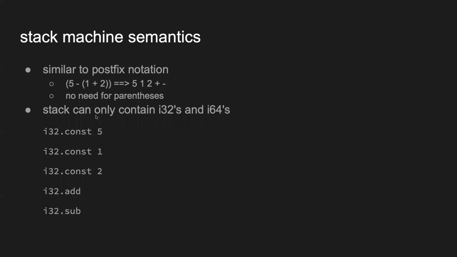All right, does that make sense to everyone? So Wasm is the exact same way. We push 5 followed by 1 followed by 2. We add, which pops the 2 and the 1, adds them together. Then we sub, which pops the 3 and the 5 and subtracts them. So at the end of this sequence of code, we will have just the number 3 on the stack.